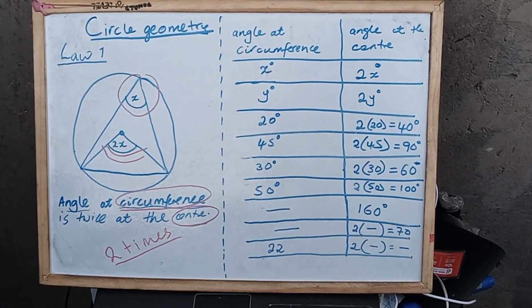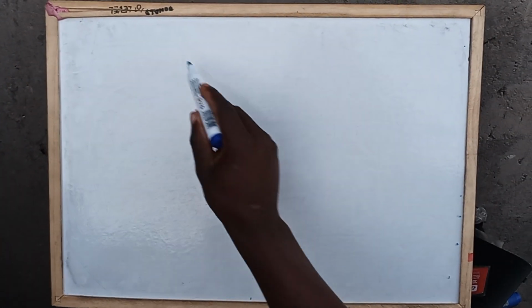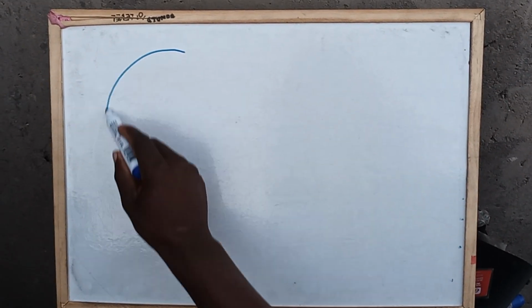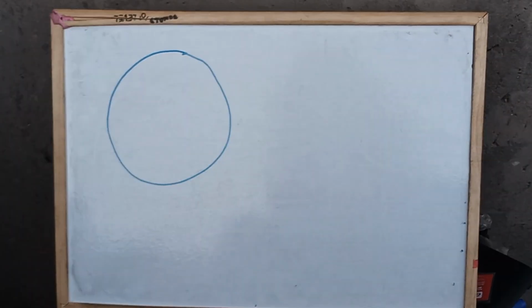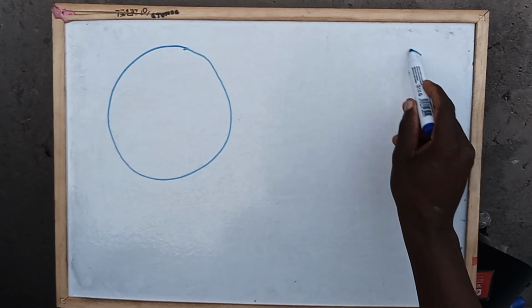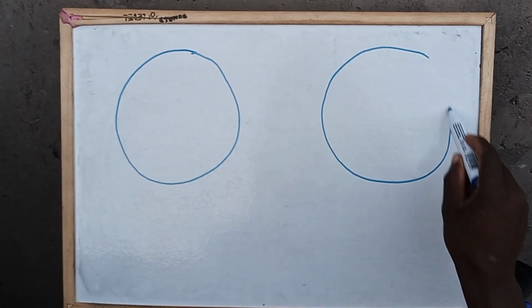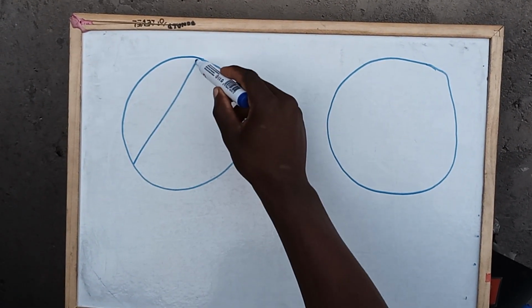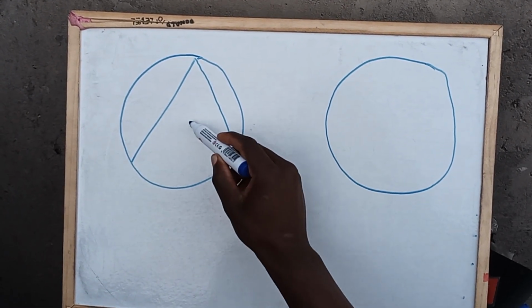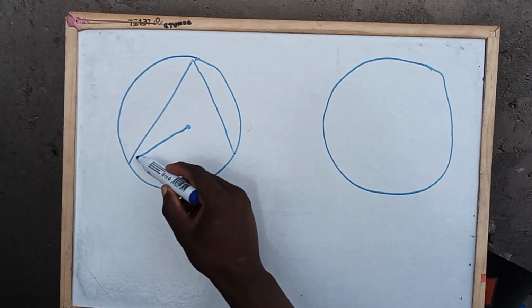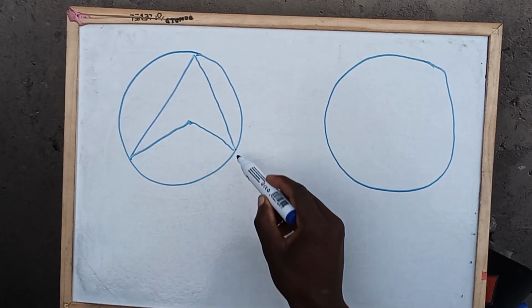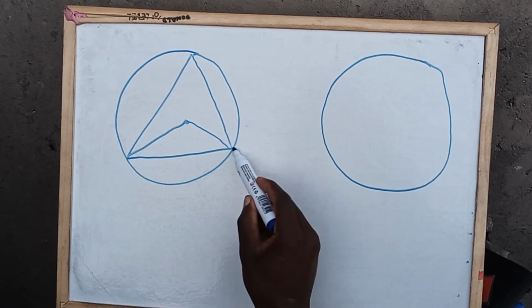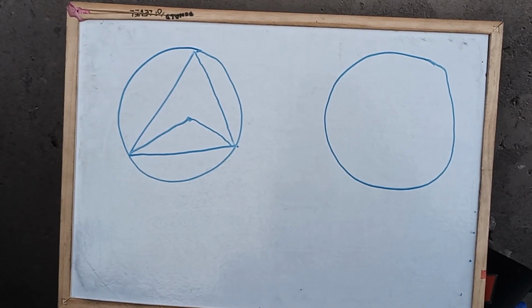Now, I want to have at least some examples. So I am going to have two examples here. Angle at the circumference is twice the angle at the center.